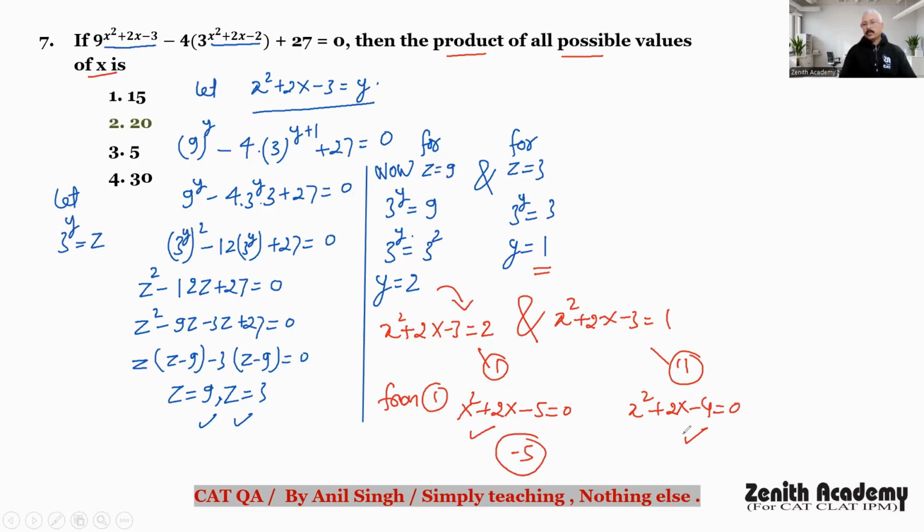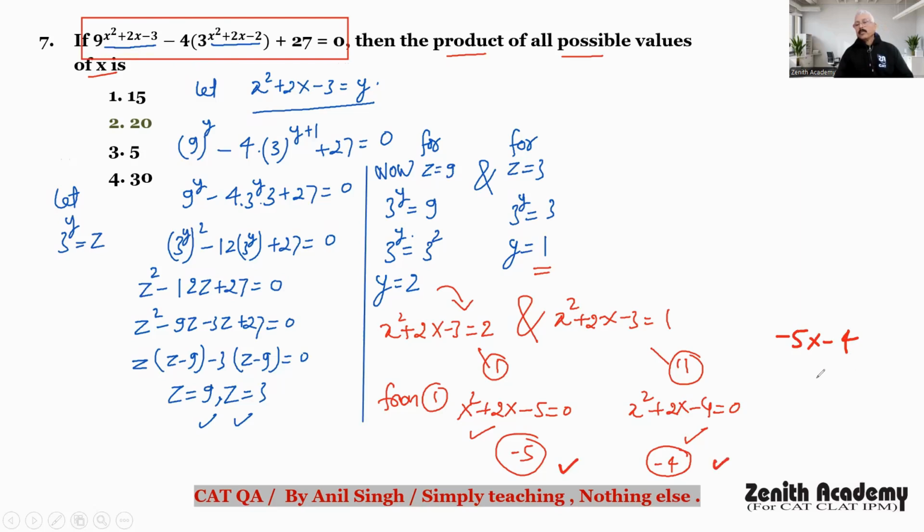And for this equation number 2, the product of the roots is minus 4. So overall, the product of all the roots of these equations will be minus 5 into minus 4. This minus 5 and this minus 4 will equal 20. So the product of all possible values will equal 20. This is our answer.